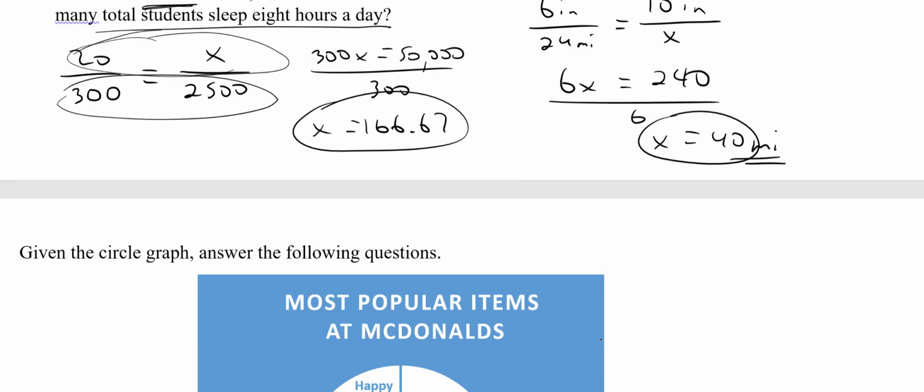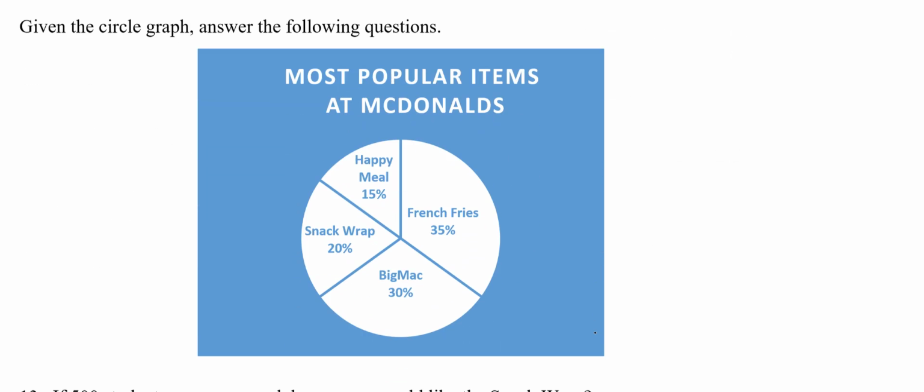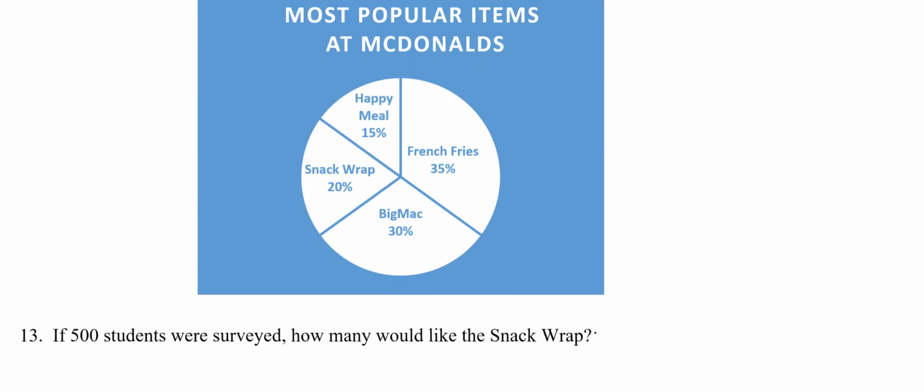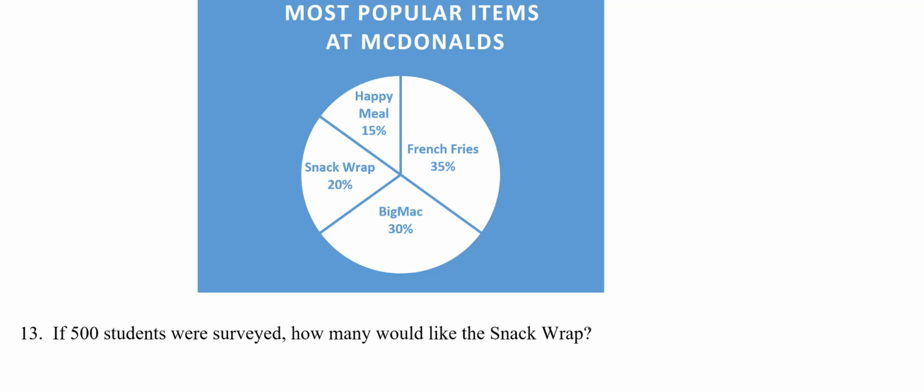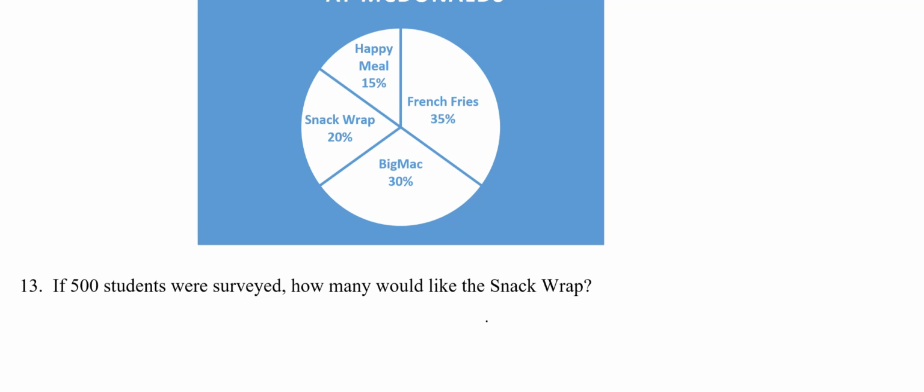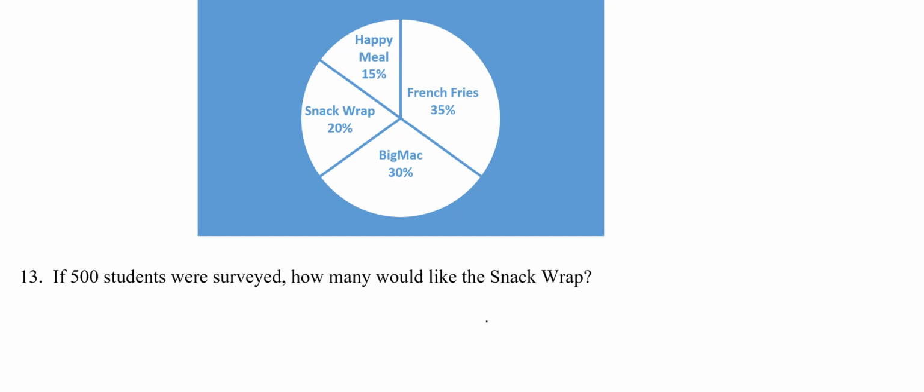And then the back, this is off of our nice little circle graph. Most popular items at McDonald's. Actually, I looked it up online, what the four most popular items are. And those are the ones. Okay? French fries are always the biggest. And then the Big Mac, and then the snack wrap, which is interesting, and then the Happy Meal. So, all right. If 500 students are surveyed, how many would like the snack wrap?